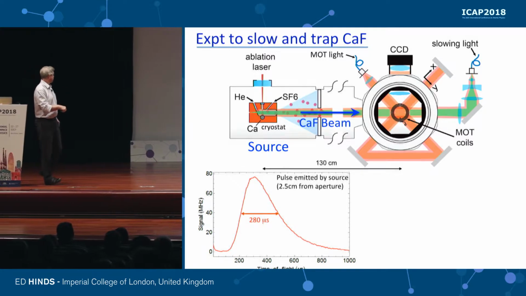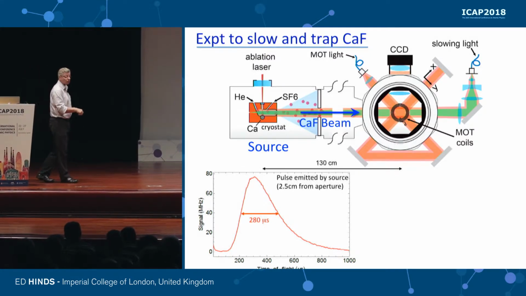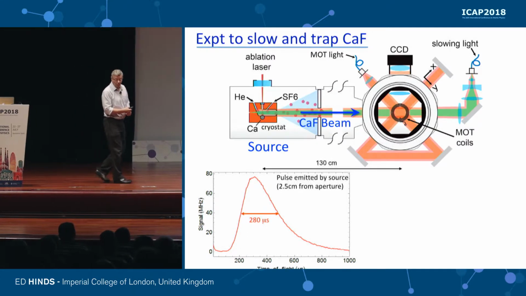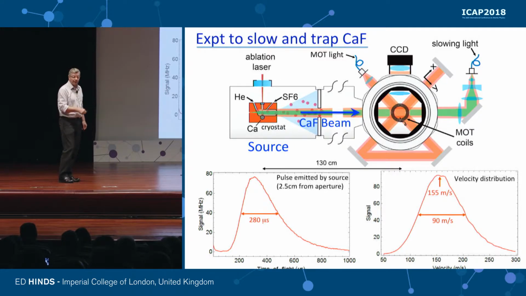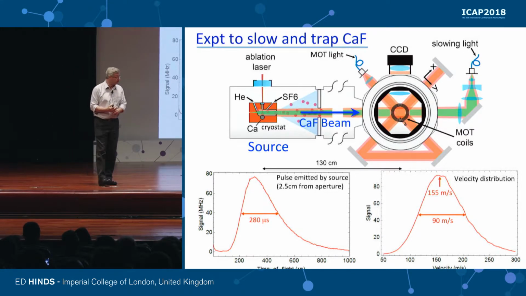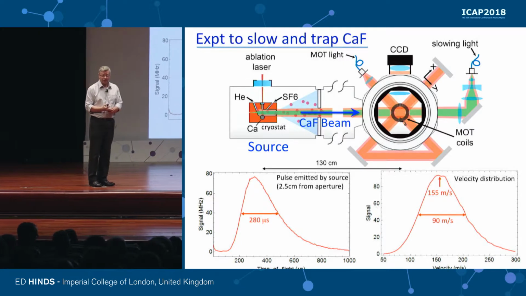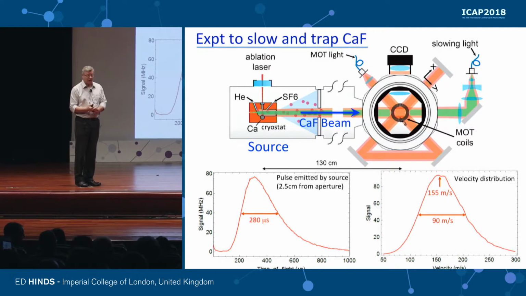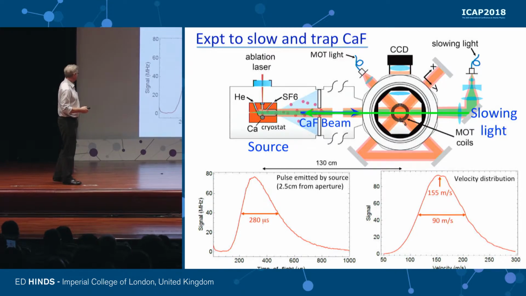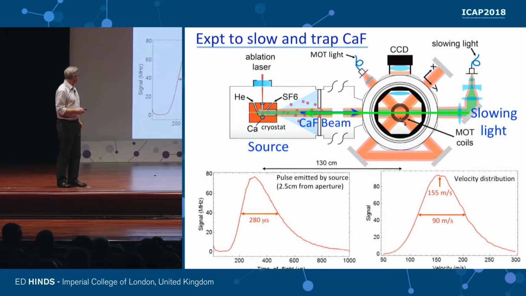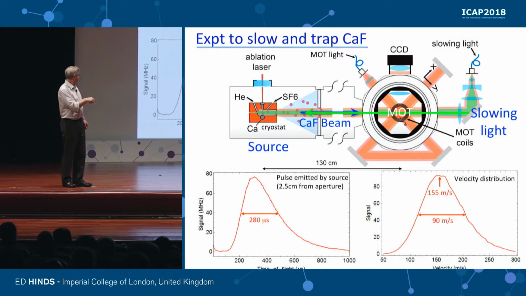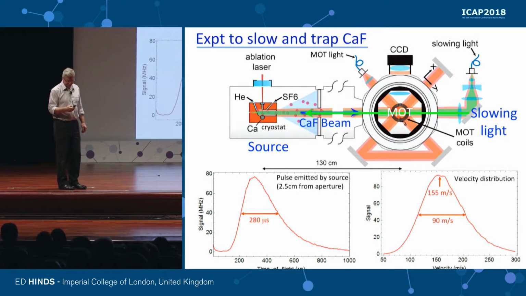The beam is pulsed, so we have pulses of molecules which are about 1/4 of a millisecond wide, and the speed of this beam is about 150 meters per second. That is faster than the capture velocity of a MOT. So before we can capture it, we have to slow it down, and we have some slowing light here, which just uses resonant scattering to decelerate the beam. Once it's slow enough, then we make a MOT here, and I just want to tell you a little bit about these various steps.